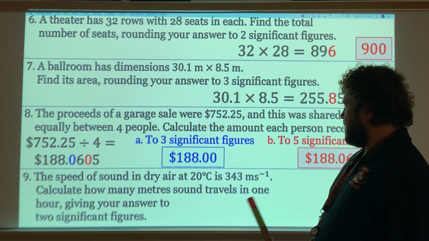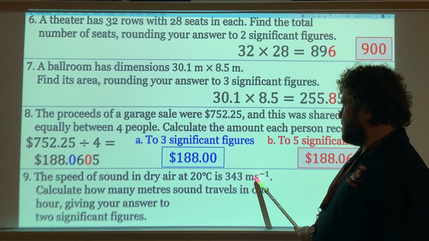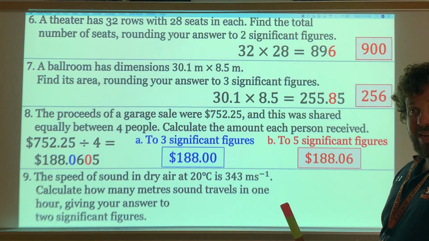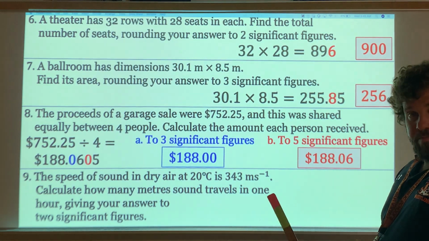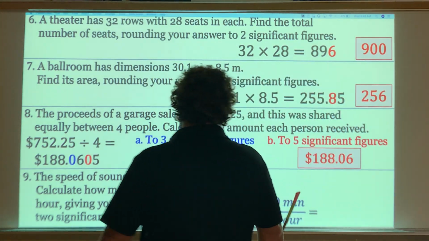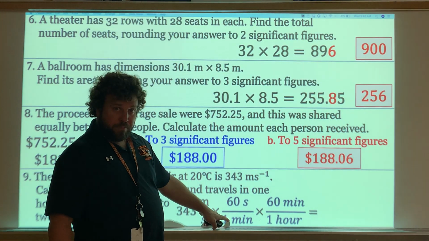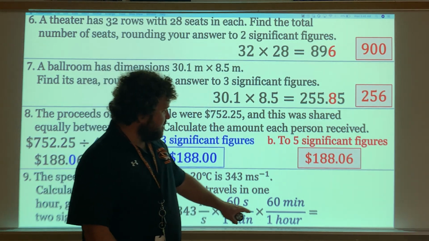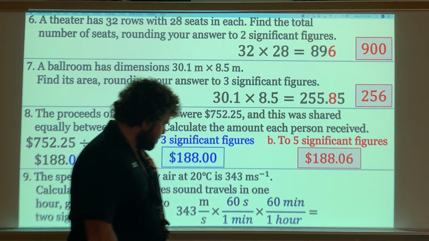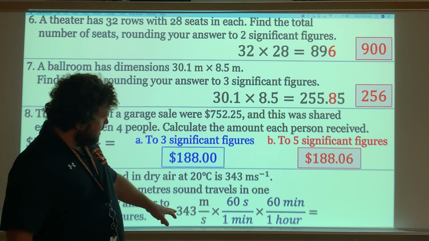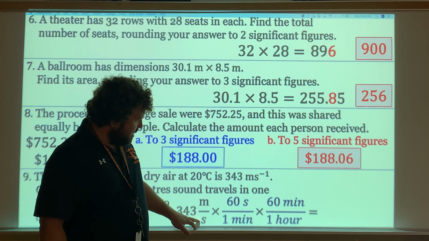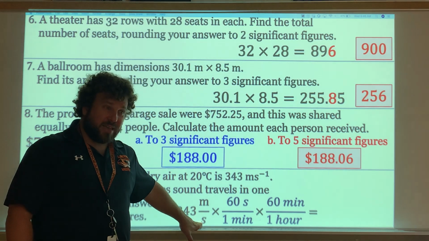So, if it's 343 meters per second, how do we convert that to hours? So how many seconds are in an hour? Let's see. You know that there are 60 seconds in a minute. Those of you that had me in geometry should remember this. And there are 60 minutes in an hour. Now the way you want to set this up is, this is 343 meters per second. So we have the seconds in the denominator.